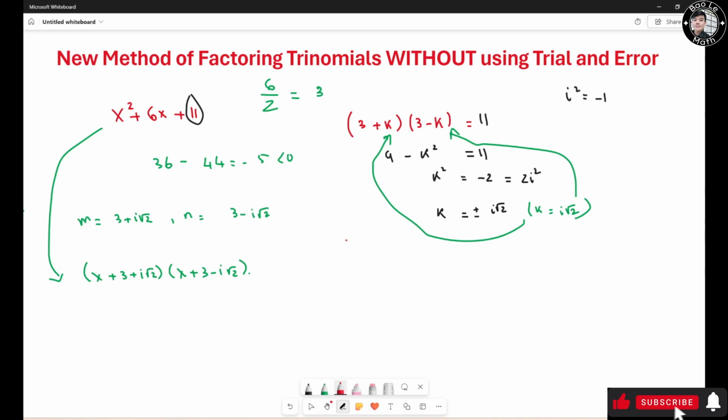Now it's your turn. Go ahead, factor these. Number 1: s squared minus 11s minus 10. Number 2: 15s squared minus 27s minus 6. Number 3: s squared plus 3s plus 23. And it's time to stop.